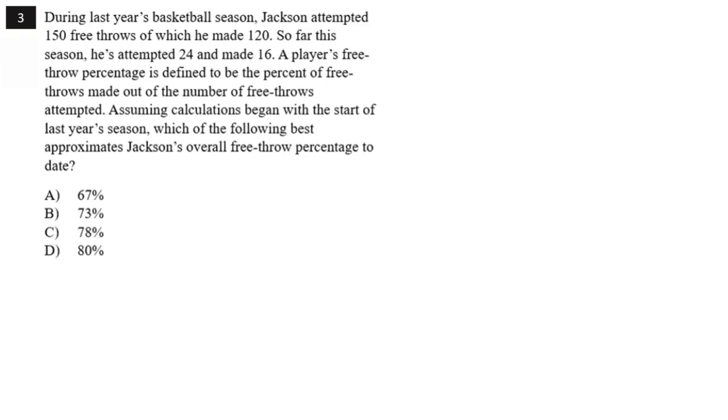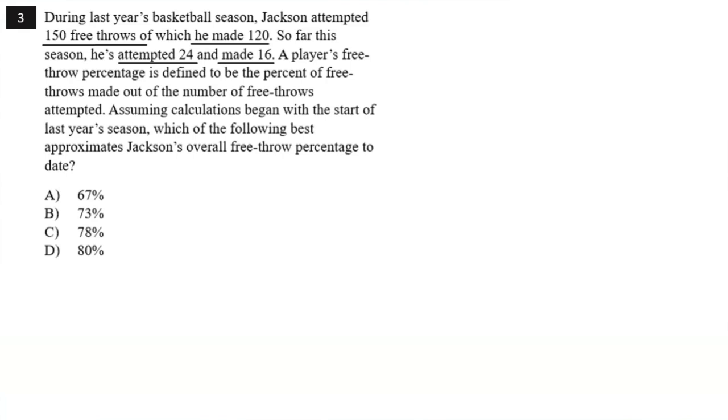Problem 3. During last year's basketball season, Jackson attempted 150 free throws, of which he made 120. So far this season, he has attempted 24 and made 16. So there's last year's data and this year's data. A player's free throw percentage is defined to be the percent of free throws made out of the number of free throws attempted. So made out of attempted.